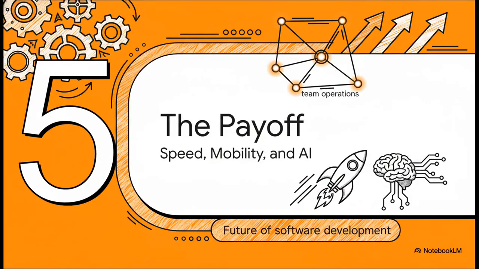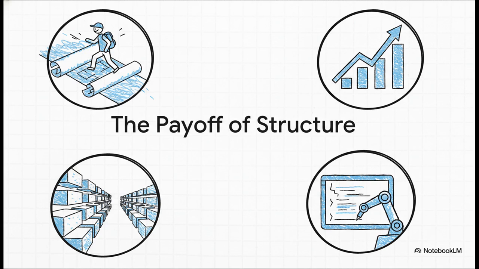So after all this work, setting up layers, defining rules, what's the ultimate payoff? It's way more than just having clean code. It fundamentally changes how your team operates, and it gets you ready for the future of building software. Well, first, you get developer mobility. An engineer can jump from the telemedicine project to the patient portal project and be productive on day one because the patterns are exactly the same. Productivity skyrockets because you're building features, not debating architecture. And crucially, your codebase becomes machine readable, which unlocks a whole new world of automation.